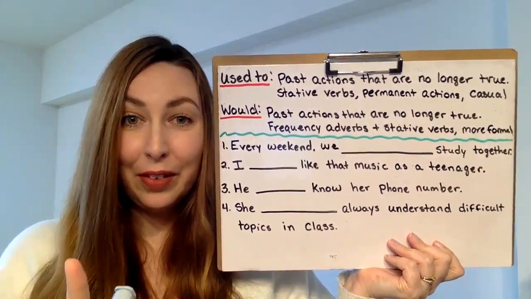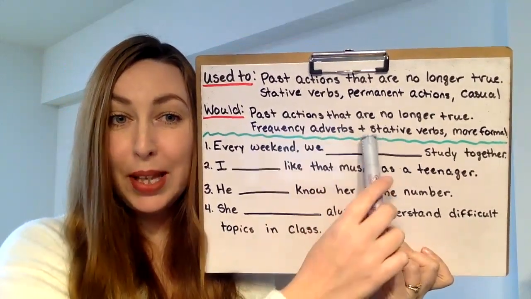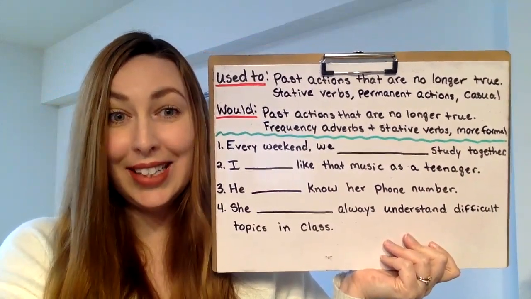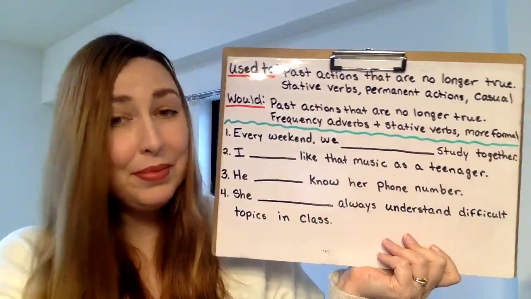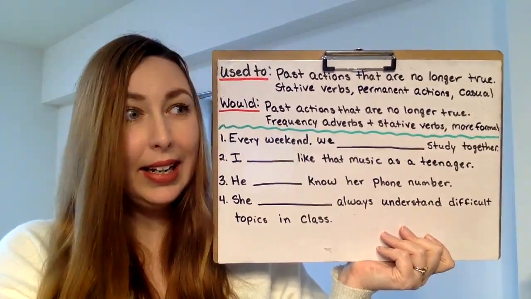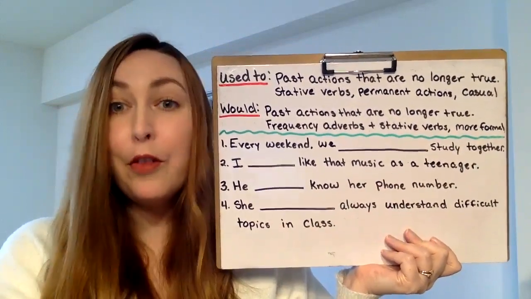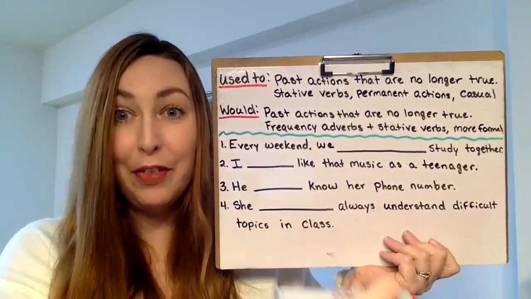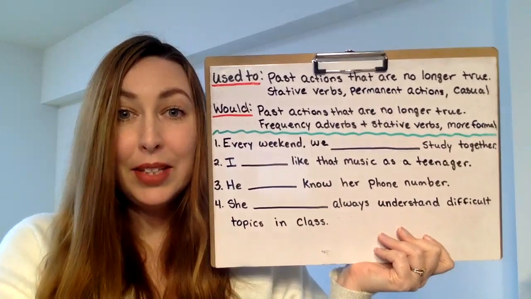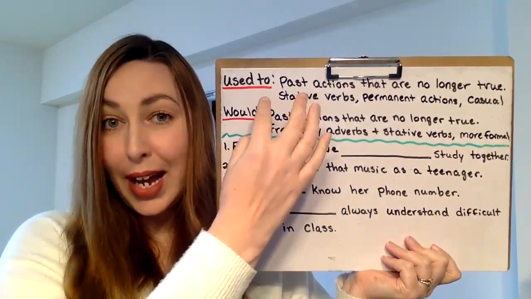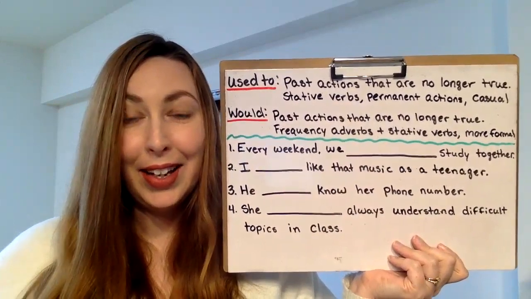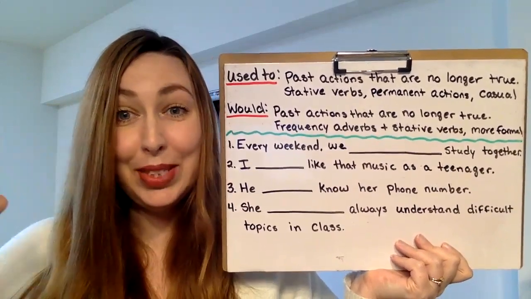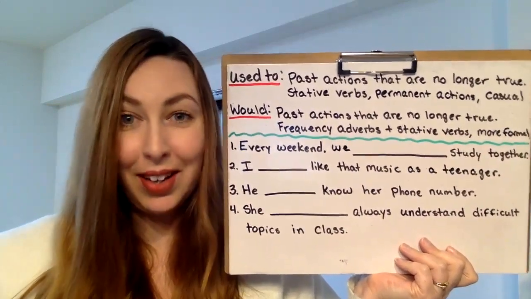However, if there is a frequency adverb plus a stative verb, we can use would, all right? Here is one of the exceptions, okay? So, for example, a stative verb, feel. Feel is a stative verb. I feel something, right? I feel hungry. So I used to feel hungry. I used to feel hungry every day at 1 o'clock. Random sentence. I used to feel hungry every day at 1 o'clock.